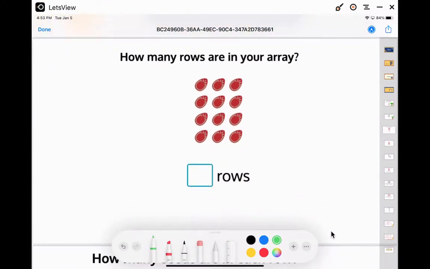So let's see if we're keeping up. Using your Nearpod to answer, how many rows are in this array? Please write your answer on the screen now. Remember, our rows are the groups that go straight across. 1, 2, 3, 4. There are 4 rows in our array.